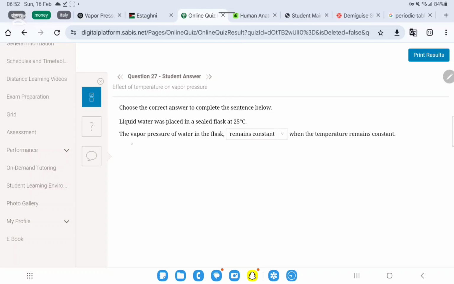And also in this question they're talking about vapor pressure. We know that vapor pressure is the pressure of the particles above the surface of the liquid. So as temperature remains constant, no more particles evaporate, so the pressure stays the same.